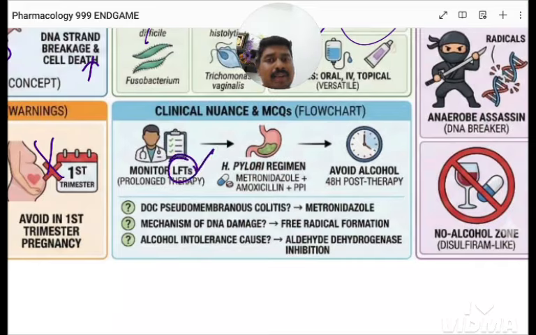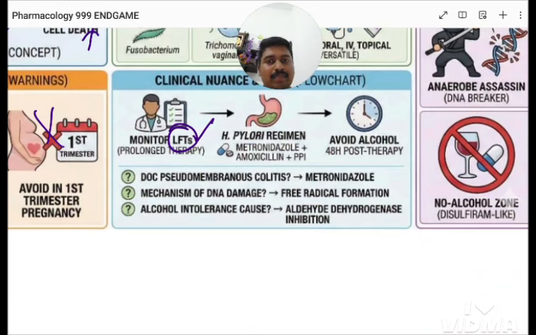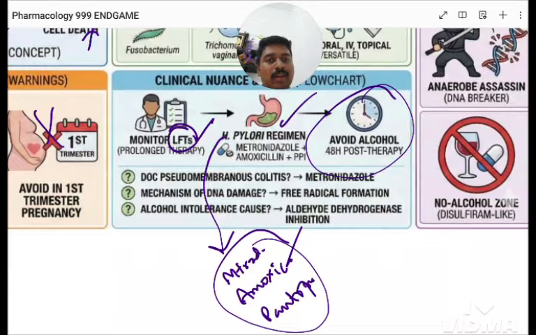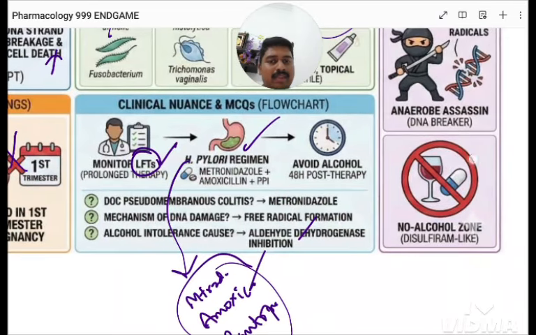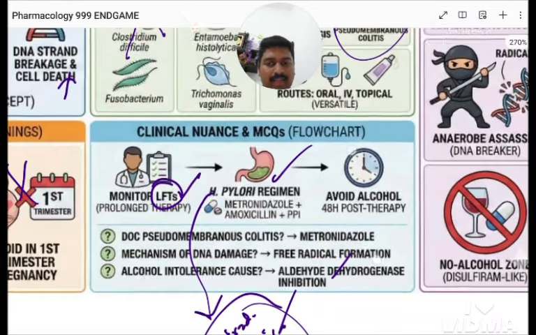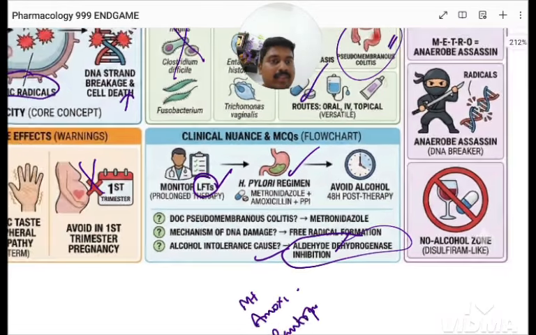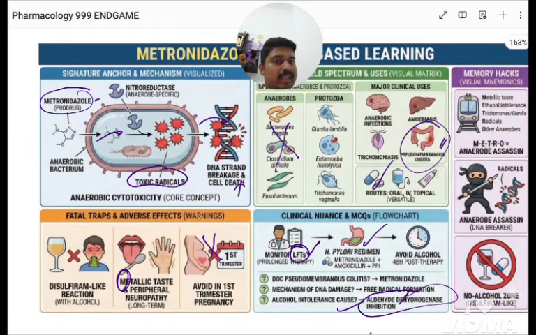And second, we'll also be using this in the H. pylori regimen. In the triple regimen, we'll be using metronidazole along with amoxicillin, and a PPI like pantoprazole. So this is the triple regimen we use for H. pylori infection. And again, you have to avoid alcohol because of this disulfiram reaction. Everything else I think I have explained. One more thing is that this alcohol intolerance, this disulfiram reaction, is because of aldehyde dehydrogenase inhibition. Okay, fine. So I think everything is explained.